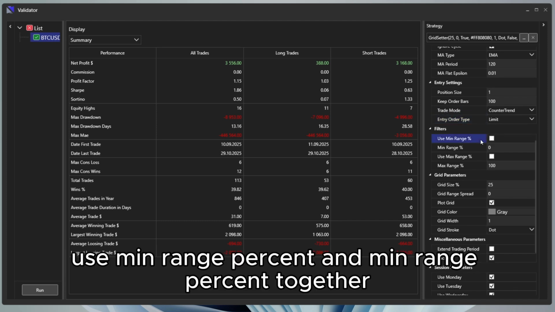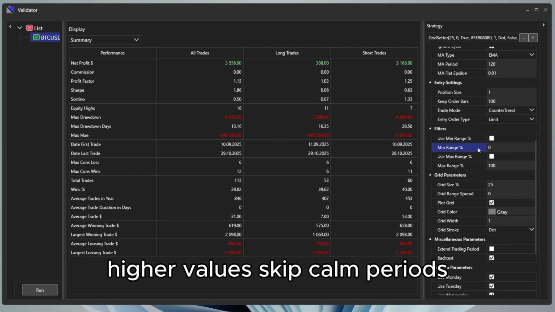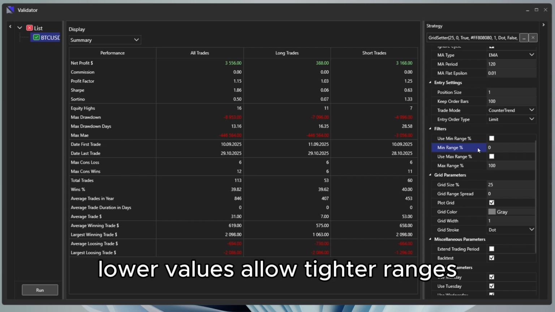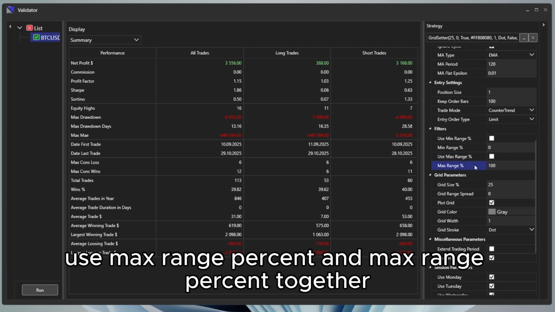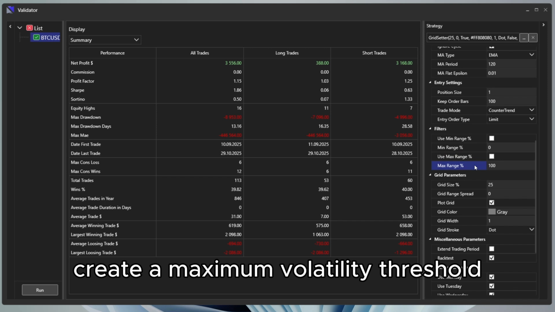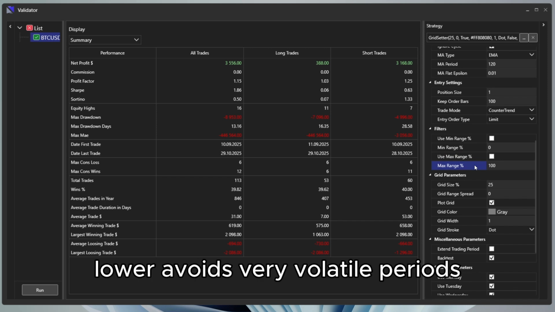Use min range percent and min range percent together create a minimum volatility threshold. Higher values skip calm periods. Lower values allow tighter ranges, but watch out for commissions. Use max range percent and max range percent together create a maximum volatility threshold. Higher allows explosive sessions. Lower avoids very volatile periods.